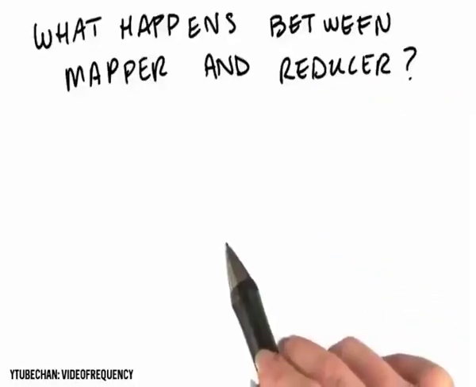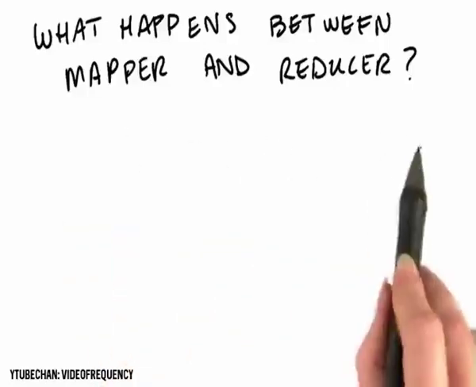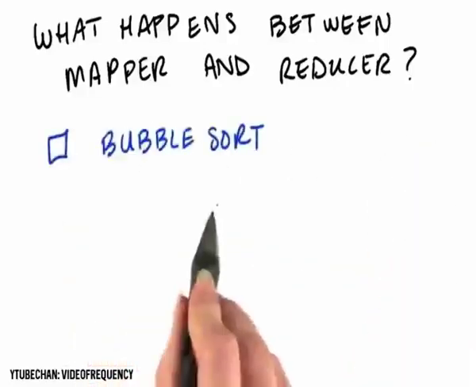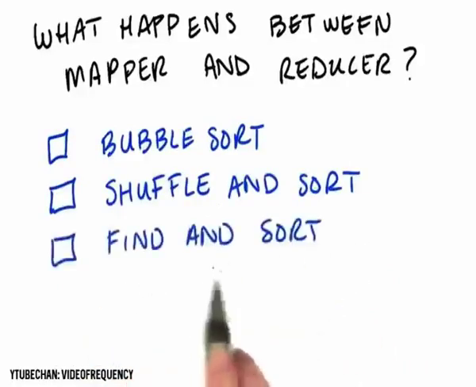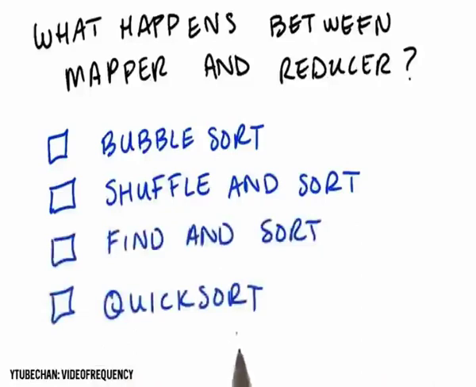Now that our mapper is done, what happens between the mapper phase and the reducer phase? Is it called a bubble sort? Or shuffle and sort? Is it find and sort? Or is it a quick sort? The answer is shuffle and sort. That's the phase between mapping and reducing.